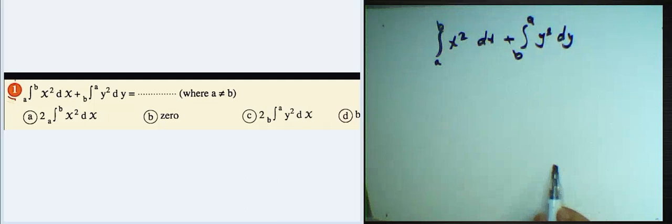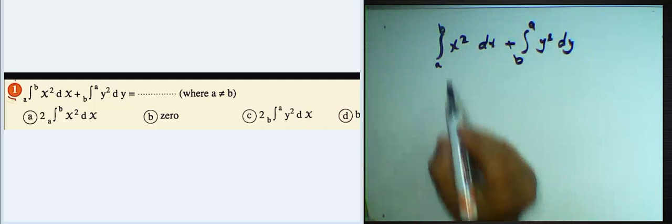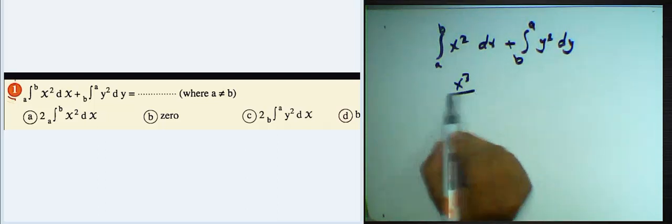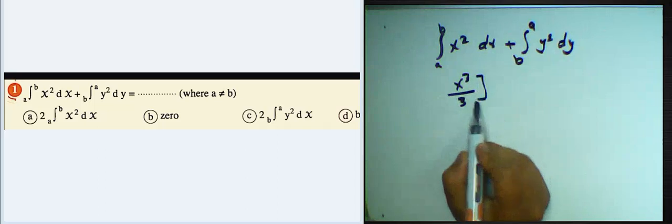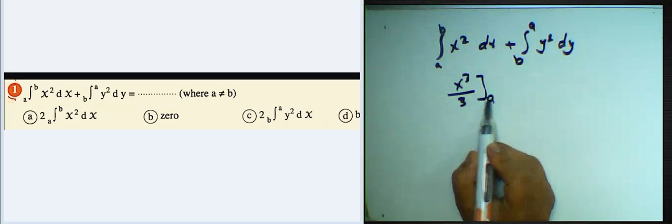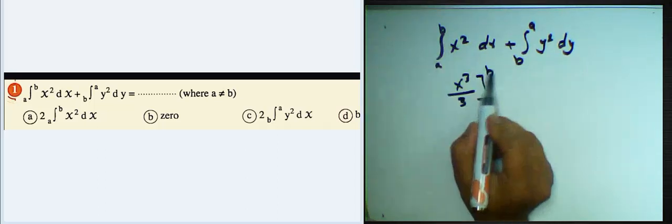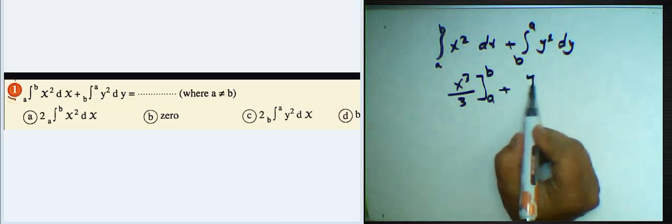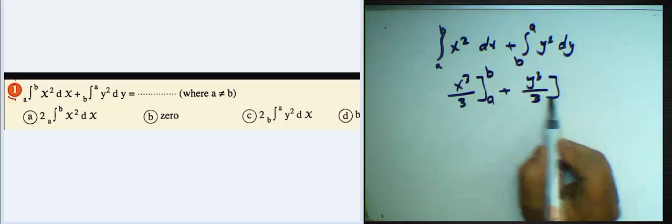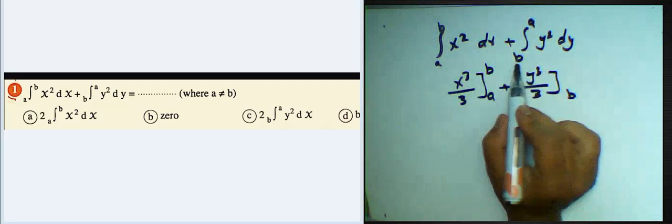First, we must add 1 to the power and divide by the new power. Here it will be x power 3 over 3, integrating this function from a to b, plus y power 3 divided by 3 from b to a.